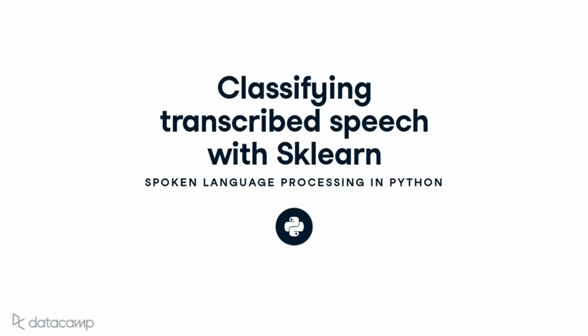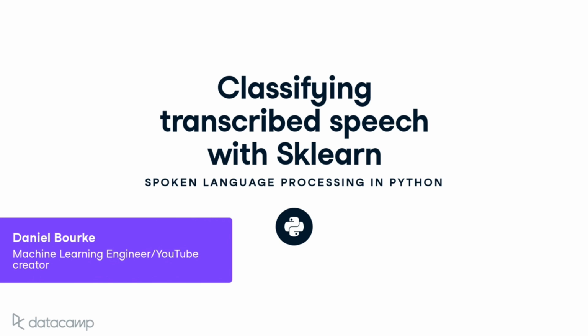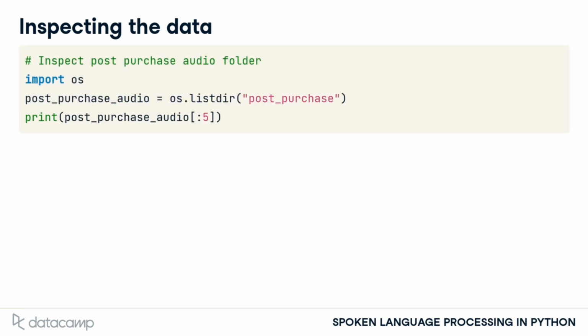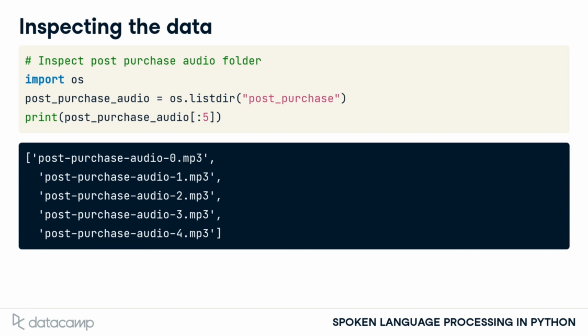Acme are impressed with your work so far and have sent over 2 folders full of phone call audio snippets. And they've manually labeled them with pre-purchase if the customer was calling before a purchase, or post-purchase if the customer was calling after making a purchase. They said the process of labeling audio files was labor-intensive and want to know if machine learning can help. You immediately start to think of building an sklearn text classifier, and that's what we'll be doing in this lesson. You inspect the folders by importing os and using the listdir function on the folder path. You notice there's about 50 files in each, but they're in the MP3 format.